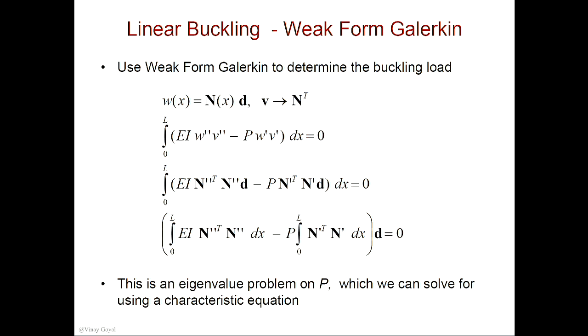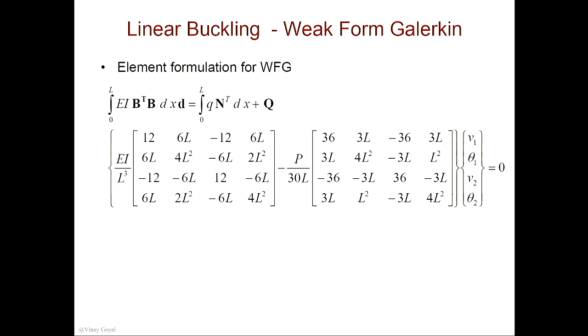Okay? This is, in fact, the eigenvalue problem. And the unknown here becomes the load P. All these shape functions are known. EI is known for the cross-section. So all these integrals can be calculated. And when you do that, you get this stiffness matrix, which is the same one I discussed before. You have this new stiffness matrix.